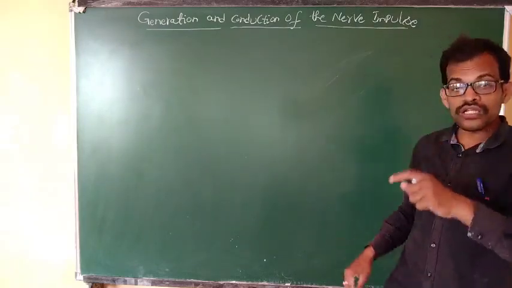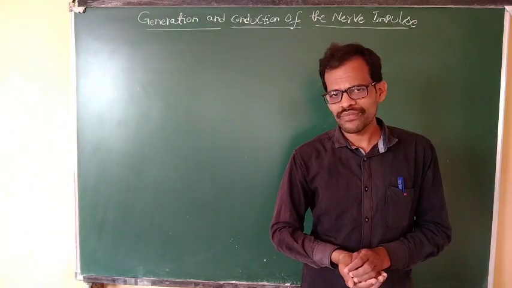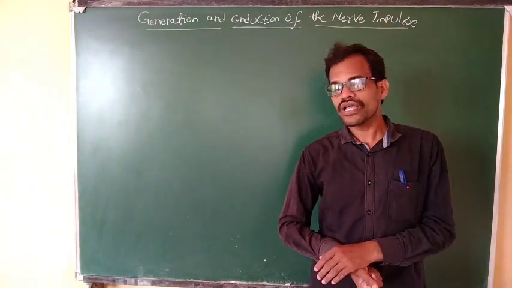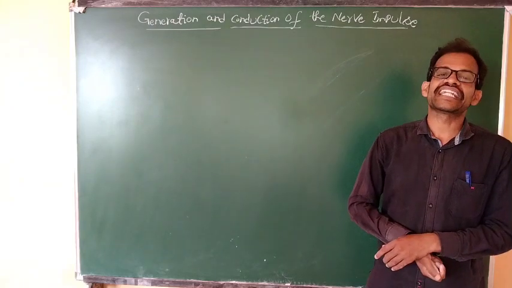Do you know how the neuron is polarized? Polarity means the outside pole is positive and the inside pole is negative. That is the resting condition.